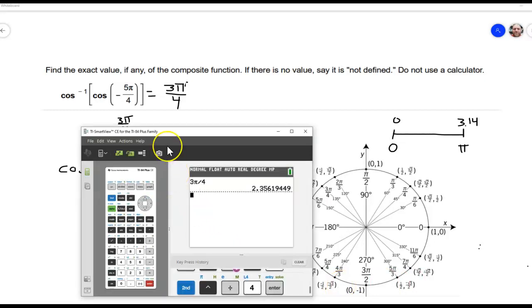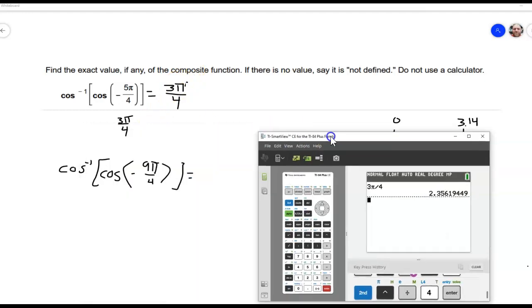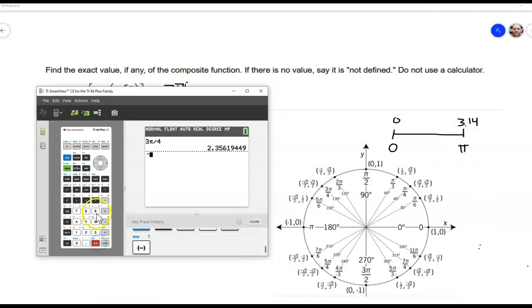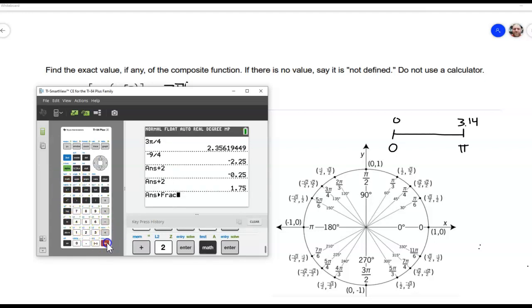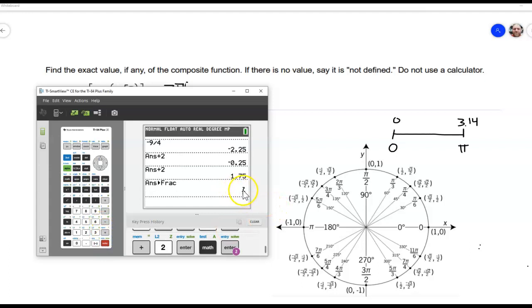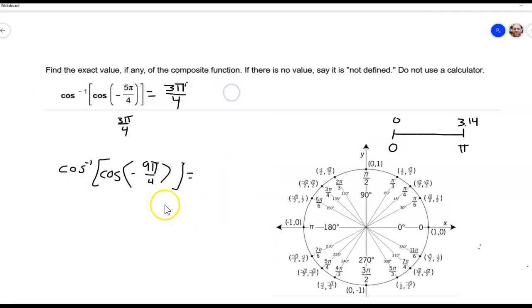I'm going to first put this in standard position by adding multiples of 2 pi until I get it to a positive angle here. So I'm going to start with negative 9 over 4, and then just add 2. Still not positive, so I'll do that one more time. There it's positive. Now I'll go to math, frac, enter, and convert that to 7 over 4. So that is coterminal to 7 pi over 4.